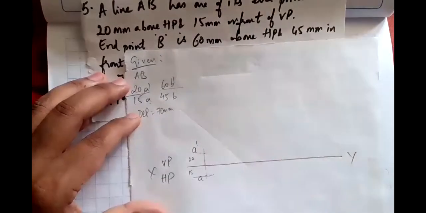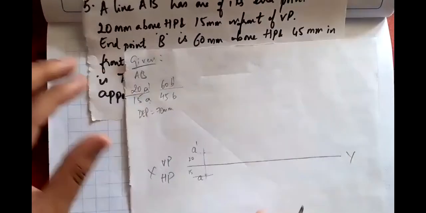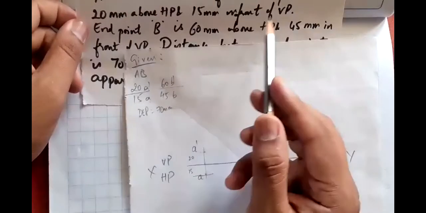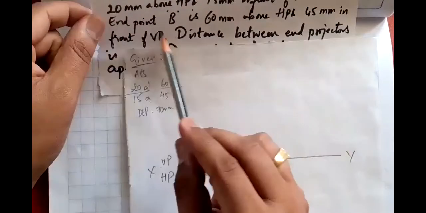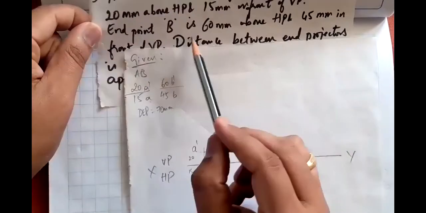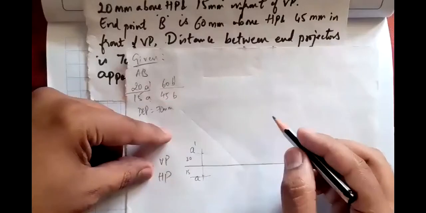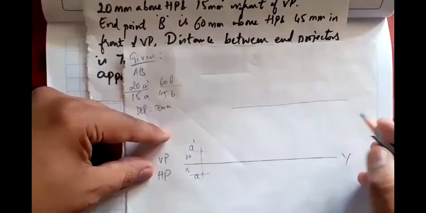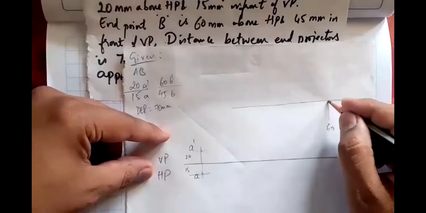Next, 20 and 15 in the problem is over. AB I have named it as AB. In front of VP is over. Next, endpoint B is 60 above HP. Somewhere here I'll draw a locus. I don't know where B dash is lying. At a distance of 60 I'm going to draw a locus line.